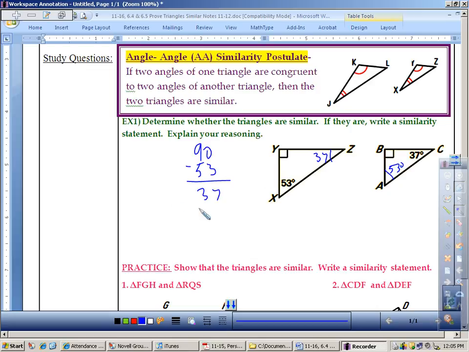So to write the similarity statement, I would say triangle ABC, A to B to C, 53 to 90 to 37, is similar to triangle XYZ, 53, 90, 37. We list them again in the corresponding order so that I know which parts relate to which.